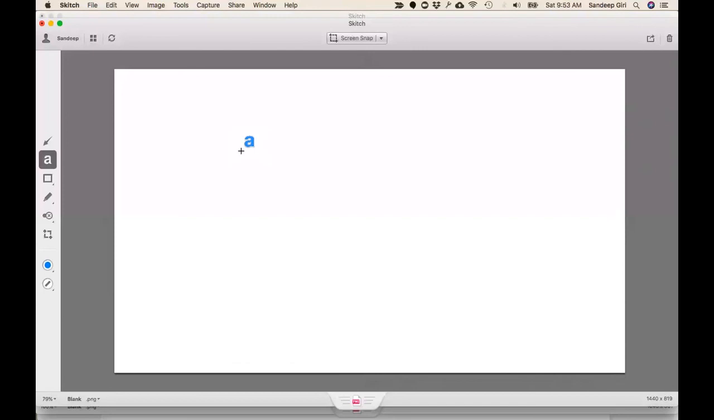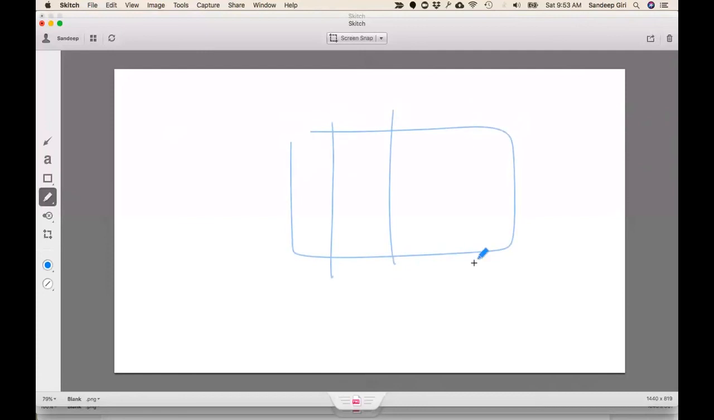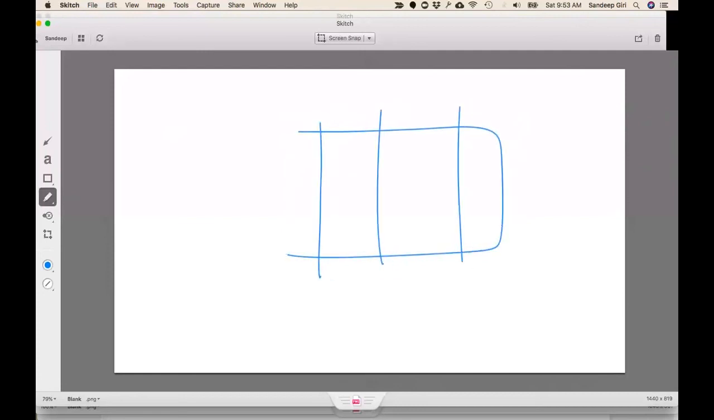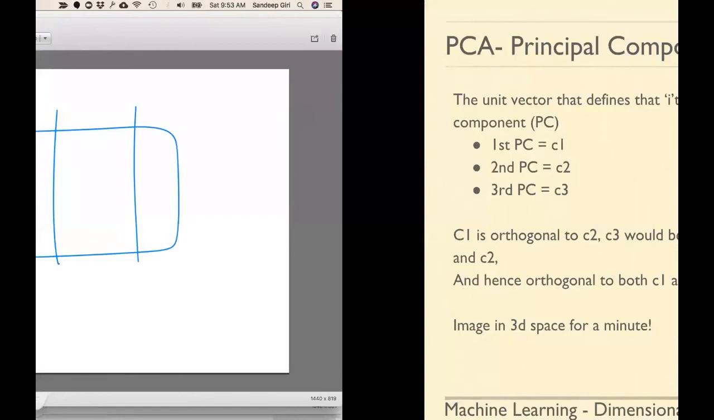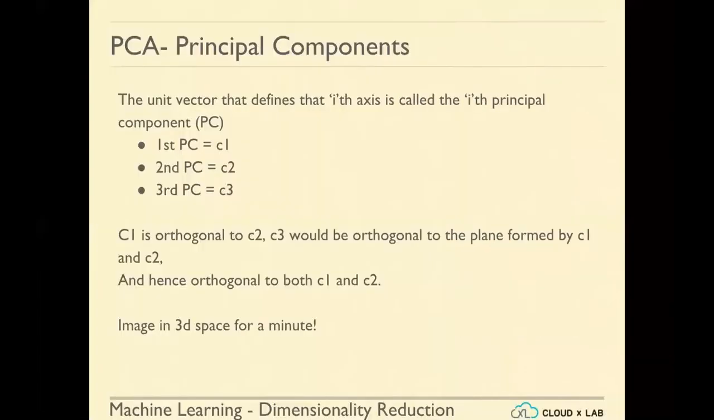There won't be anything much. So the features, at the end of the day, we will have one feature, second feature, third feature, and so on. So when we choose the principal components, these characteristics need to be orthogonal, such that the information is not duplicated.